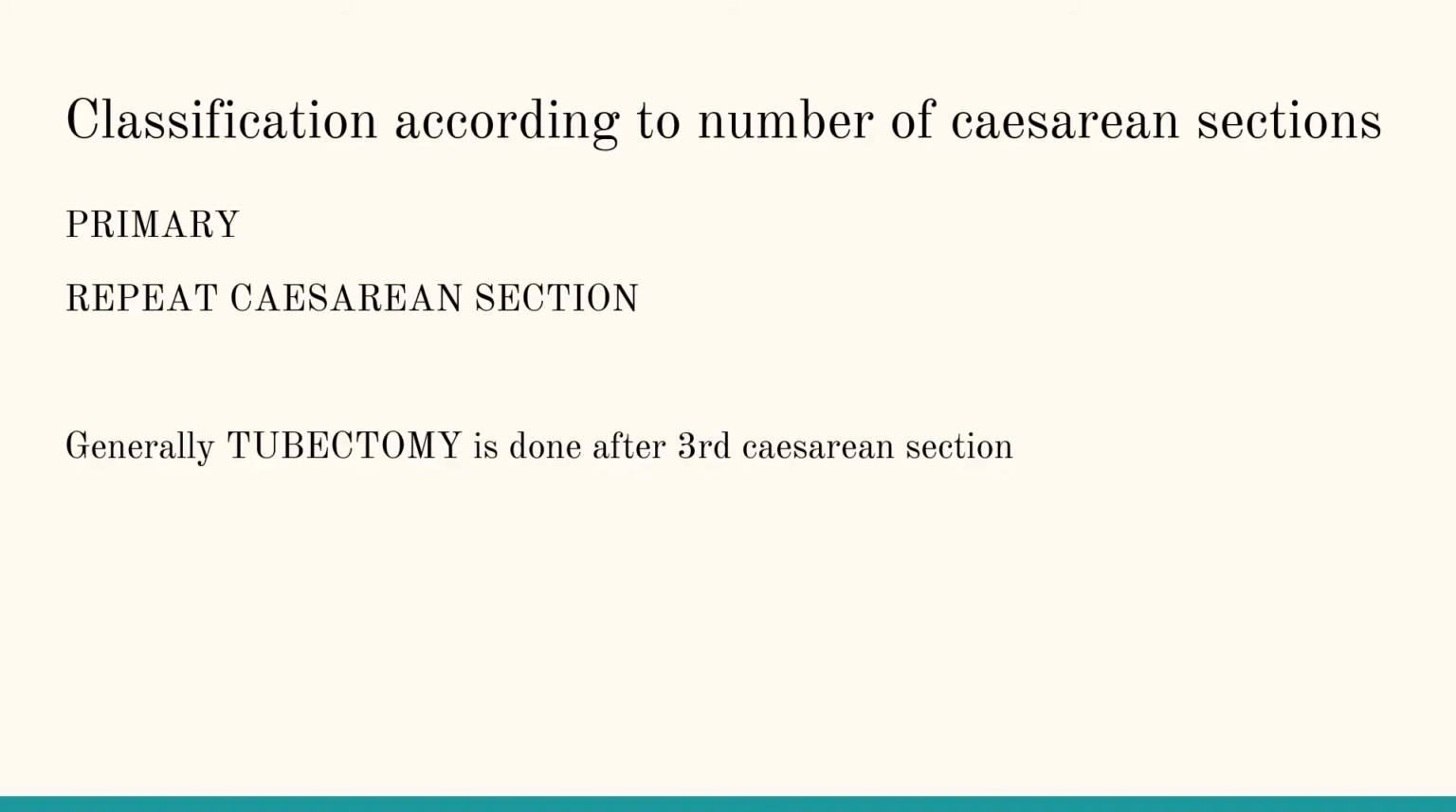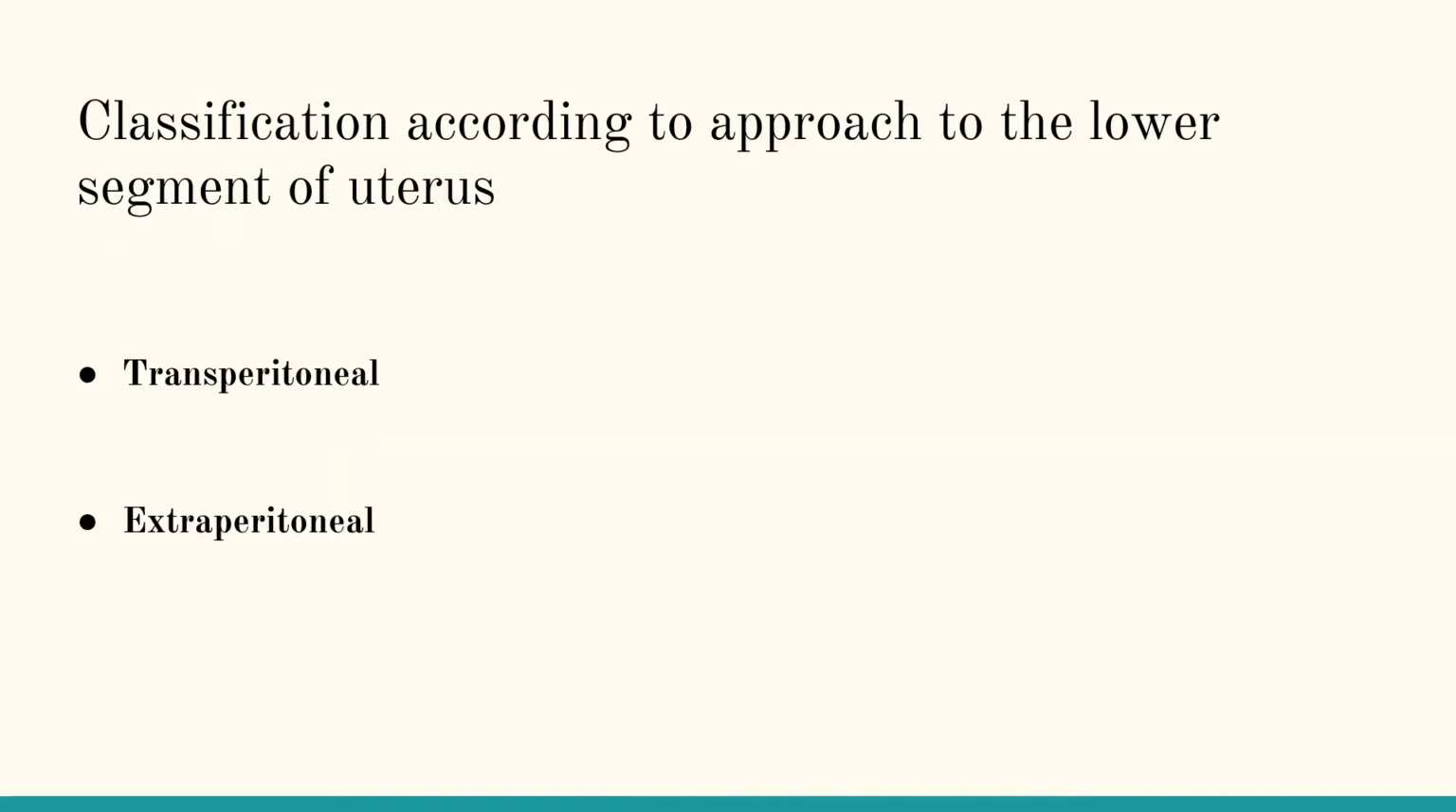So what is the classification of C-section according to the number it is done? Either it could be a primary cesarean section or a repeat cesarean section. Generally tubectomy is done after the third cesarean section. So what is the classification of C-section according to the approach to the lower segment of the uterus? Either it could be a transperitoneal approach, which we commonly do, or it could be an extraperitoneal approach, which is done in case of chorioamnionitis.